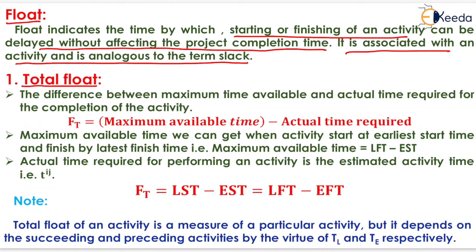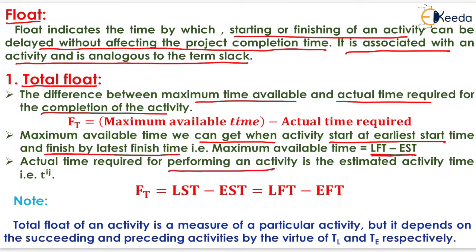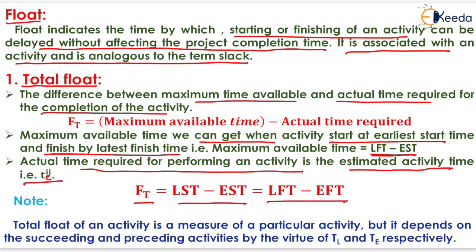The difference between maximum time available and actual time required for the completion of activity is equal to the total float. Maximum available time we can get when activity starts at earliest start time and finishes by latest finish time. Actual time required for performing an activity is the estimated activity time, that is TE(ij). Now total float will be equal to LST minus EST or LFT minus EFT. Both will give the same answer.